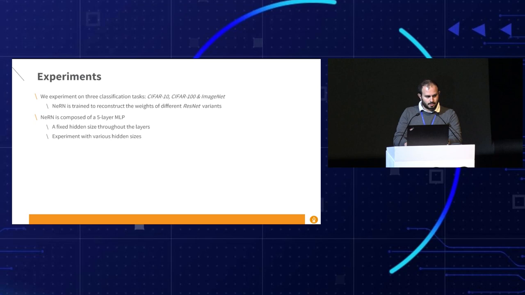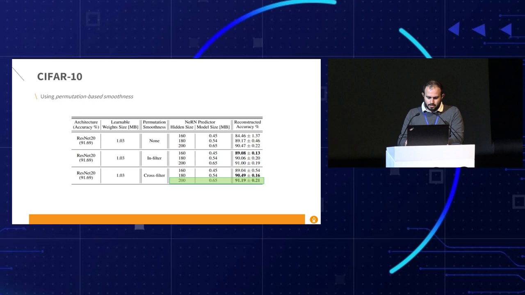In addition, NeRN is composed of a five-layer MLP with a fixed hidden size throughout the layers. We do experiment with the hidden size as a way of controlling NeRN's capacity, basically its size. So here we show the results for reconstructing ResNet 20, which was trained on CIFAR-10.